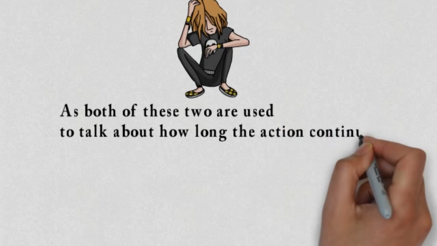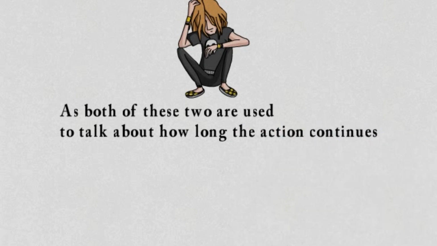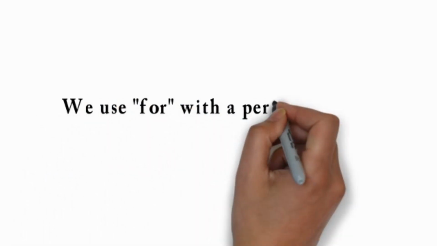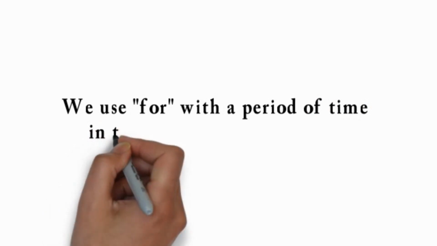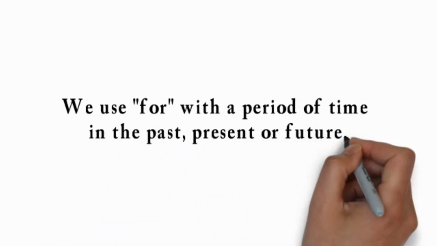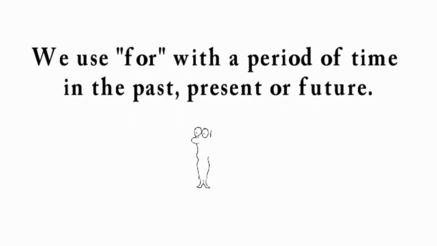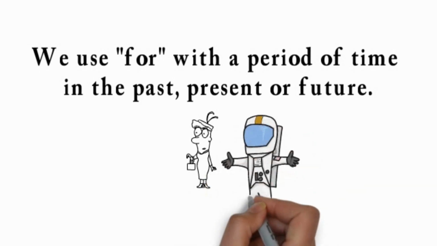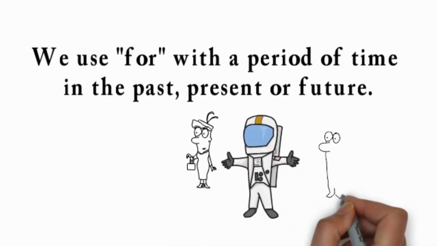Consider the analysis with examples. We use the preposition for with a period of time, the collection of time in the past, present, or future. We use since with a point in time in the past.